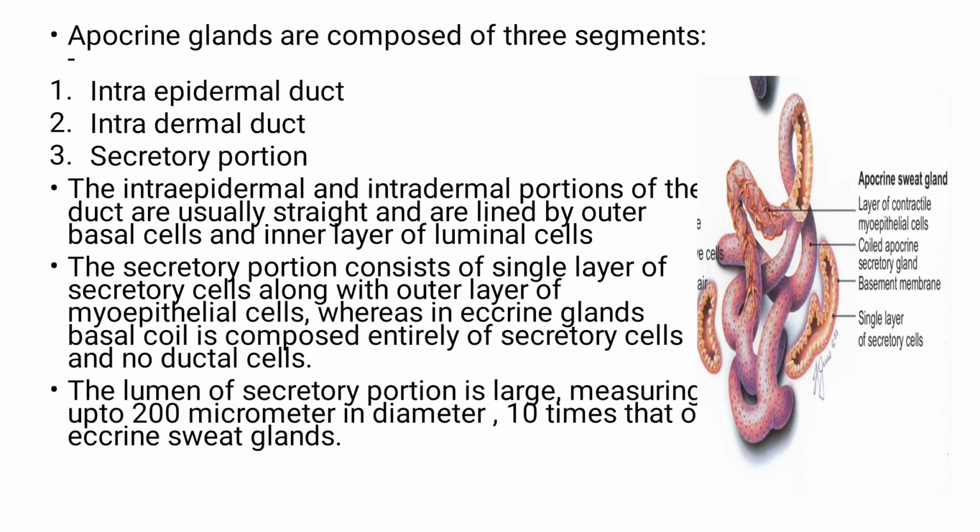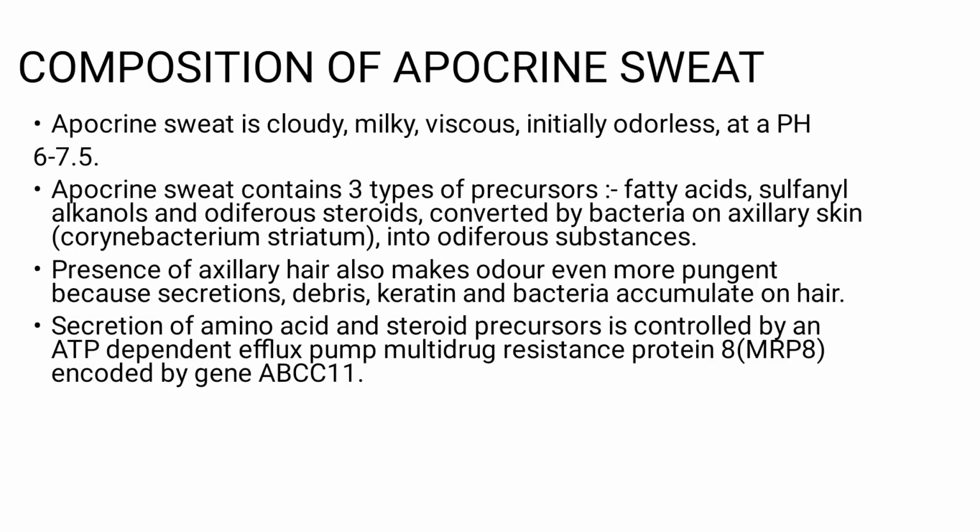The outer layer also has myoepithelial cells. Myoepithelial contraction helps in the pulsatile secretion of the apocrine duct. The lumen of the secretory portion is large, measuring 200 micrometers in diameter, 10 times that of eccrine sweat glands. Composition of apocrine sweat.